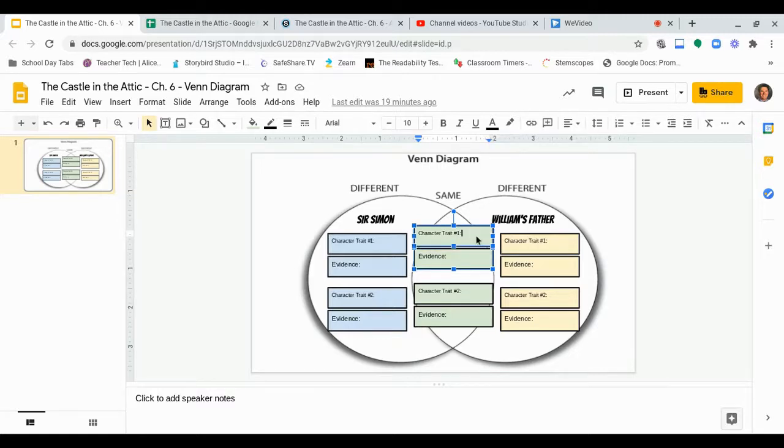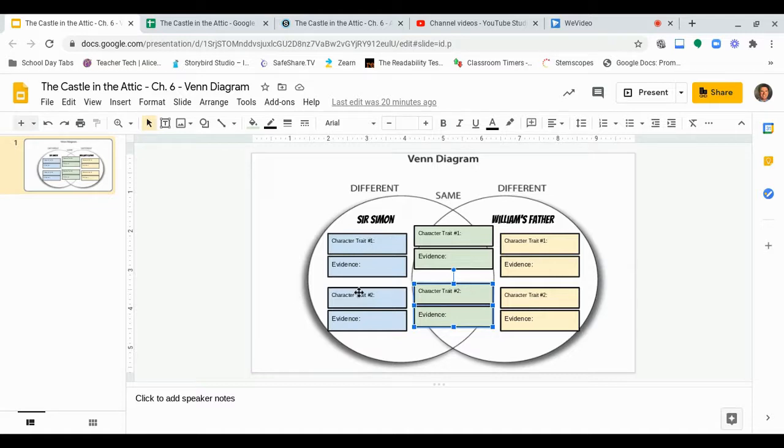Okay, so maybe they're both. So again, these are character traits. So you can't say something like, well, they're both men. Well, no, that's not a character trait. Remember, a character trait is those internal qualities. Okay, so maybe they're both caring. So you could say maybe they're both caring and then explain why each one is caring. And then the second one.